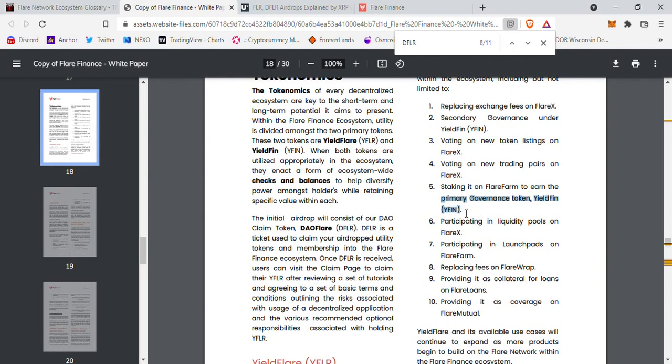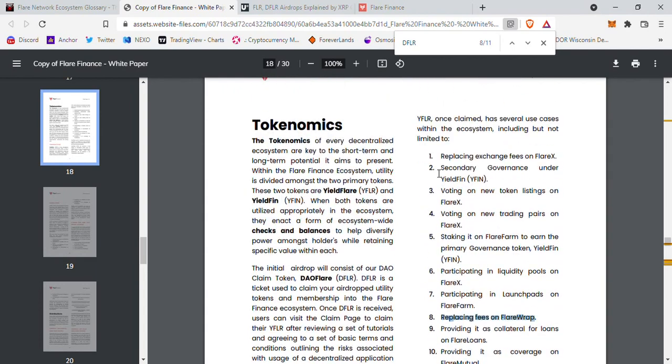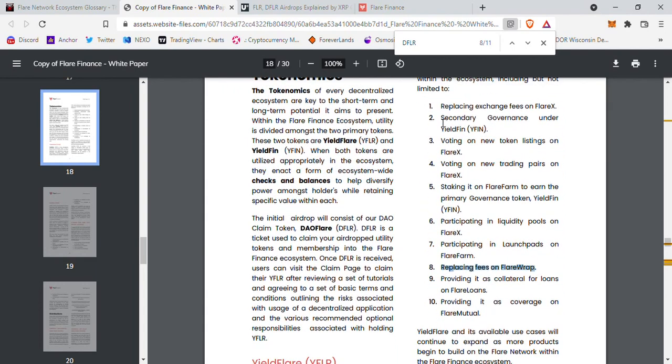And YFin, you're also going to be able to use that and stake that for more assets, more F assets, and for fees. So there's a little bit of compounding interest right there. Number 6, participating in liquidity pools on FlareX. Number 7, participating in launch pads on Flare Farm. 8, replacing fees on Flare Wrap, providing it as collateral for loans on flareloans, and providing it as coverage on Flare Mutual. Some of these things I'm not even aware of what they'd be used for, like replacing fees on Flare Wrap. I'm not sure really what that is, or what that would entail.